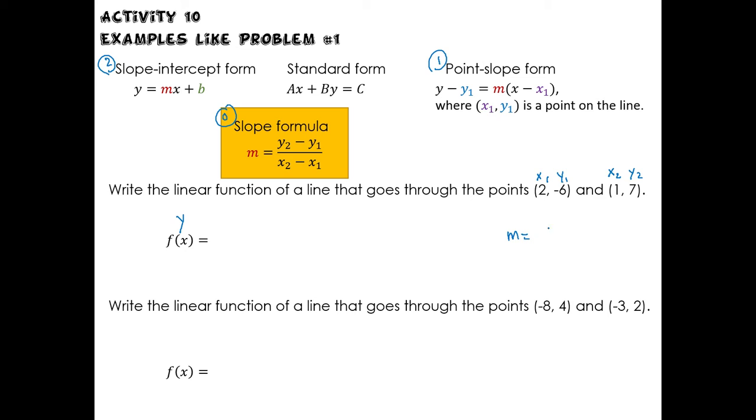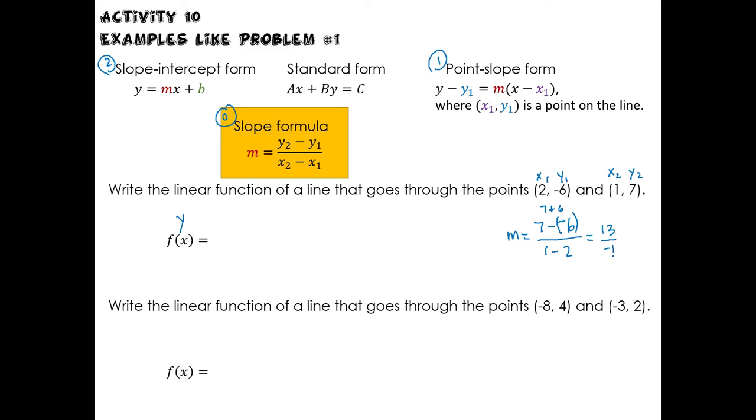So m is equal to y2 minus y1. So that's going to be 7 minus -6. Now that negative is not part of this minus, it's different, so we're going to do that separately. If you want to put parentheses around that, you totally can. Over x2 minus x1, so that's 1 minus 2. Remember, minus a negative is the same thing as adding, so it's actually 7 plus 6. 7 plus 6 we know is 13, over 1 minus 2, which is -1.